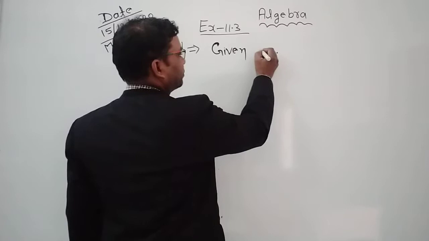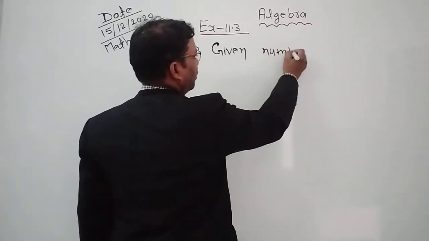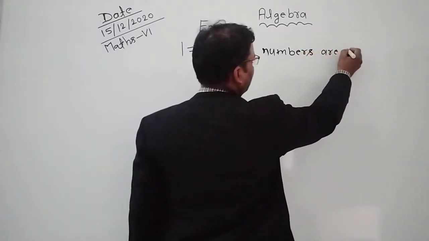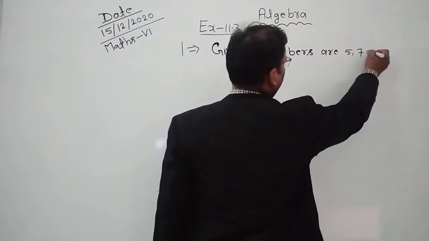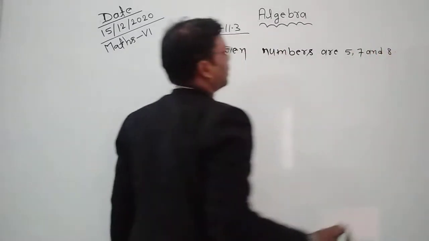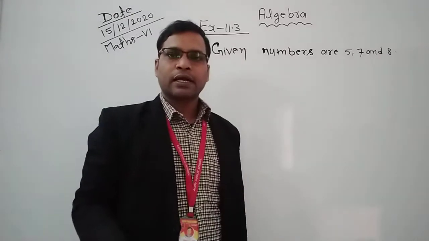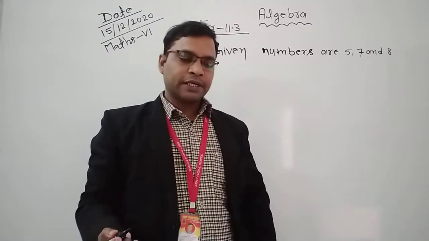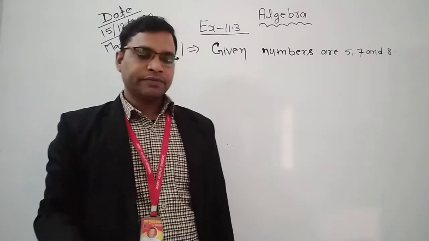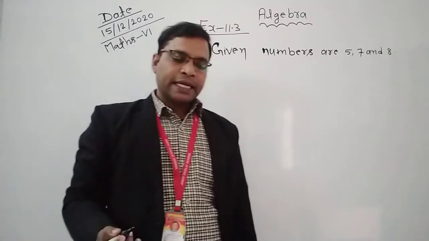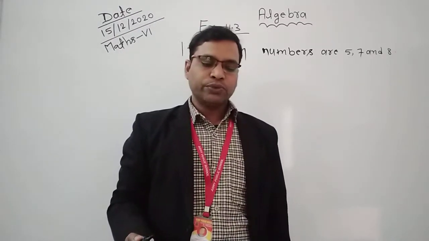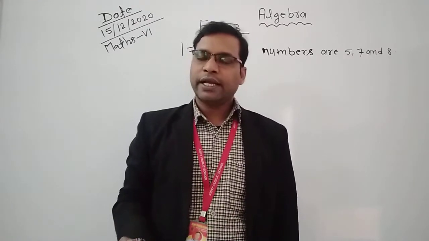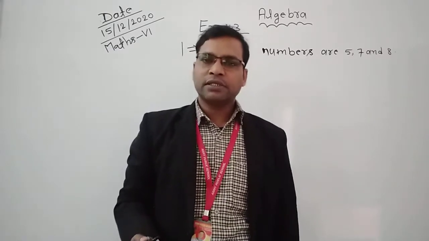Write the given numbers are 5, 7 and 8. These are the three numbers given. We need to make many expressions with the operations addition, subtraction and multiplication. The condition given here is that every number should be used not more than once. Use only addition, subtraction and multiplication. These are the arithmetic operations.